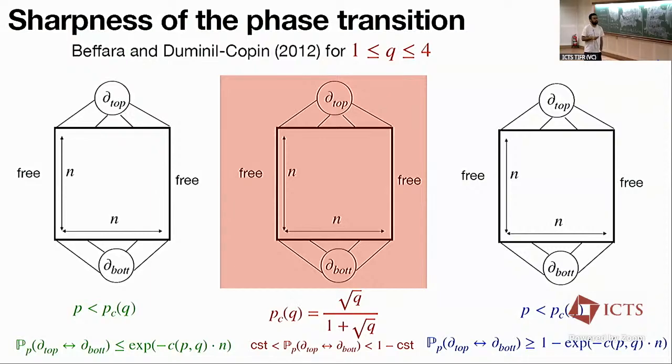And here, basically, the probability to have a top to bottom path is bounded away from 0 and 1. So there are uniform constants which do not depend on the size of the box, such that you have the probability to have a top to bottom crossing. That's the sharpness of the phase transition, and you really have three different critical phases.